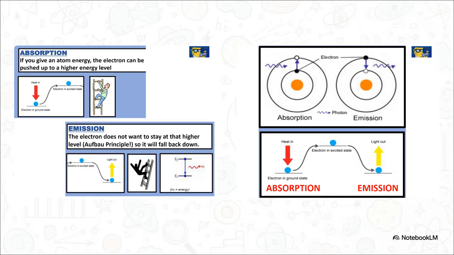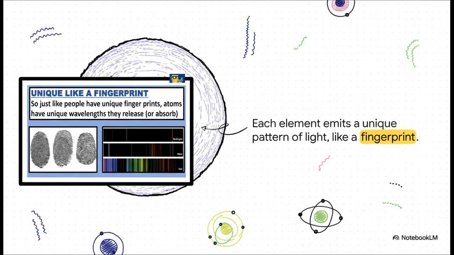So what is actually happening down at the atomic level? Well, it is all about the electrons. When you heat up an atom, its electrons absorb that energy, and they get excited. They jump up to a higher energy level. But they can't stay up there. It's unstable, so they fall back down. And when they do, they release that extra energy as a tiny little packet of light, which we call a photon. And this is our first massive clue.